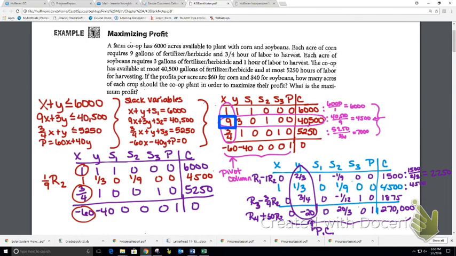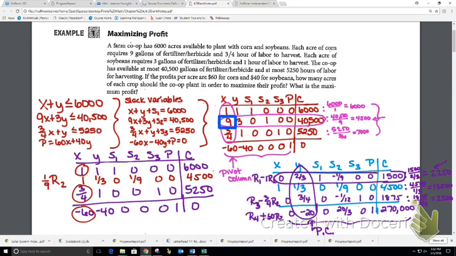4,500 divided by 1/3 should be 13,500. And then 1,875 divided by 3/4 should be 2,500. And so the smallest of those three numbers is the first one here. So this first row is going to become my pivot row for this next part.